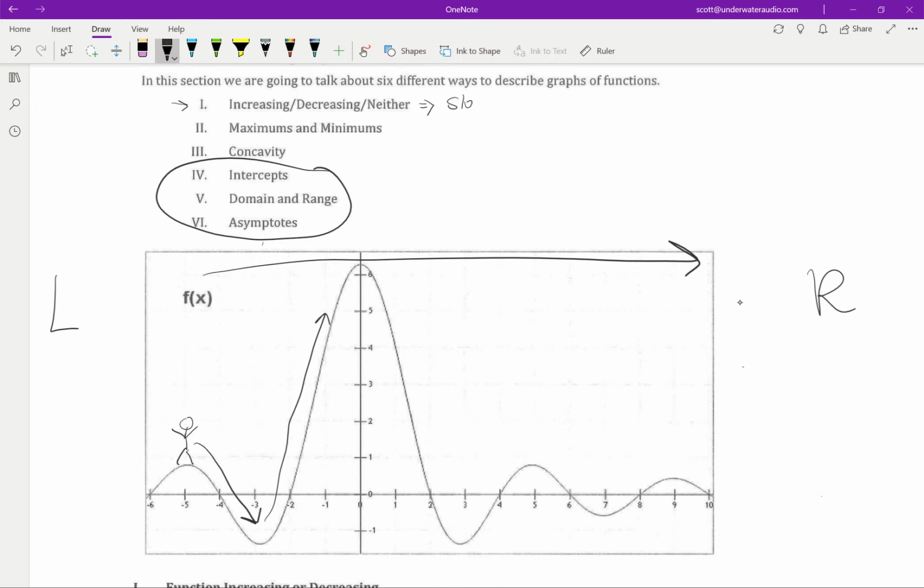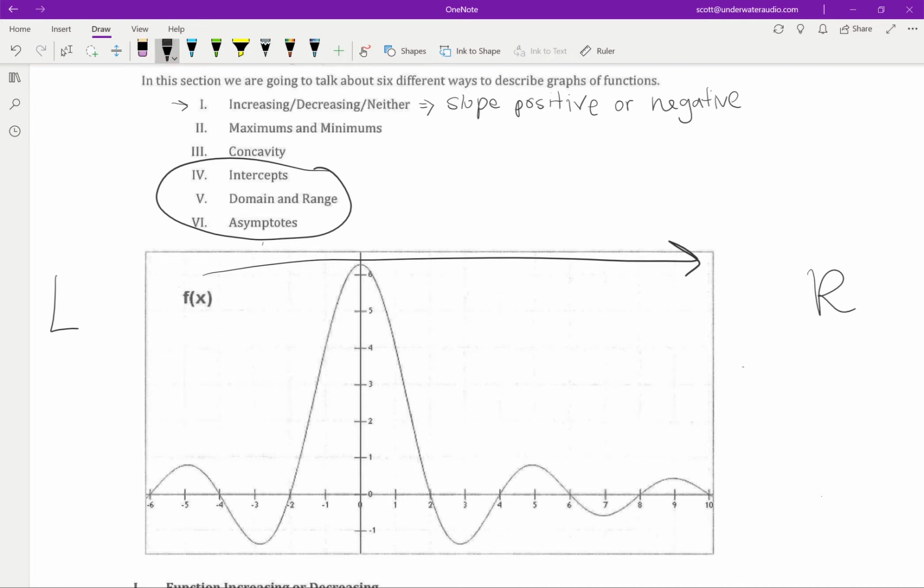So slope positive or negative. Oops, I missed a whole letter. So it's whether or not the slope is positive or negative. Okay, and we'll go into this more deeply later on.